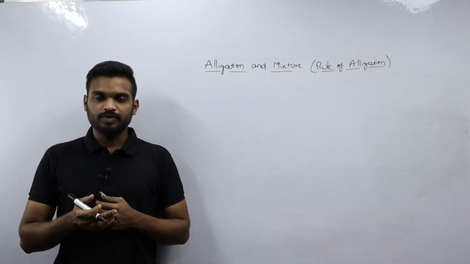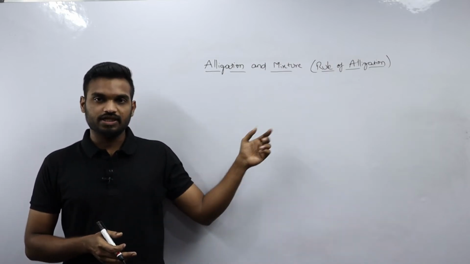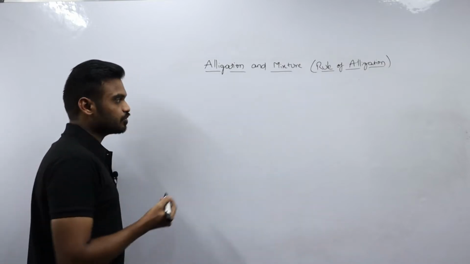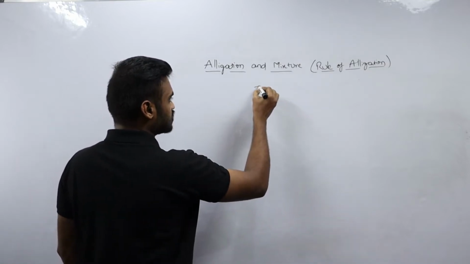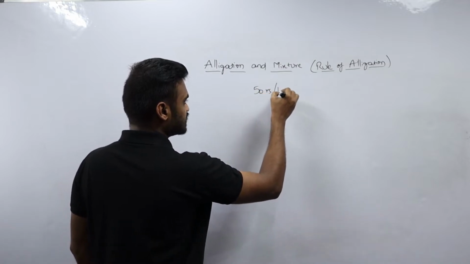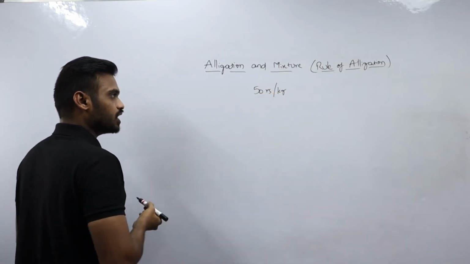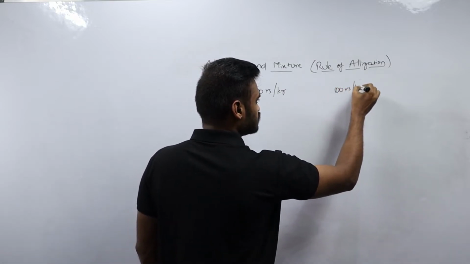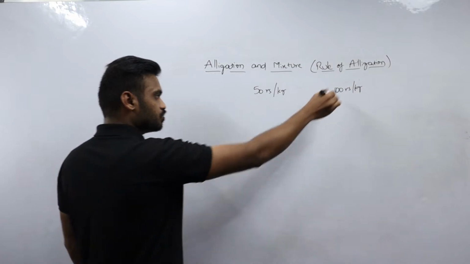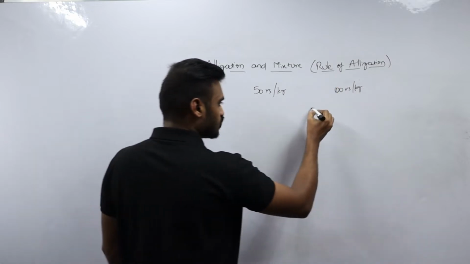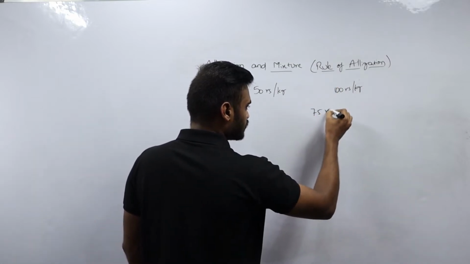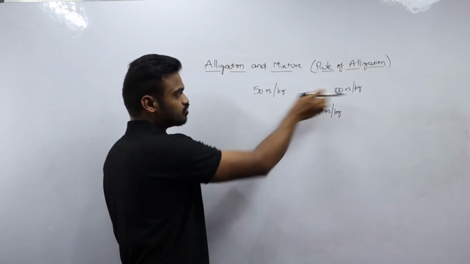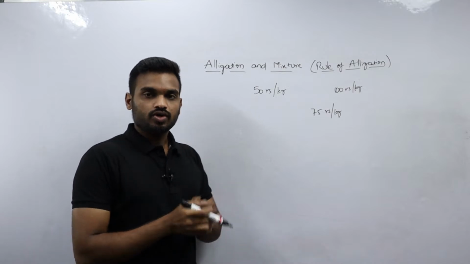Now I will explain the same Rule of Alligation method by solving the same example, so that you can come to know how to use it. I have one quantity of rice that costs 50 rupees per kg, and another quantity of rice that costs 100 rupees per kg. I need to mix both quantities such that the resultant quantity is worth 75 rupees per kg. The question is, in what ratio do I need to mix both quantities of rice? Now how to solve this?